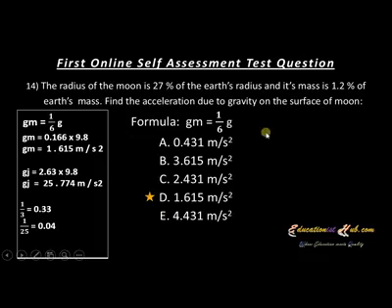The question from first online self-assessment test. This is question number 14. The question is, the radius of the moon is 27% of the earth radius and its mass is 1.2% of the earth mass. Find the acceleration due to gravity on the surface of the moon.